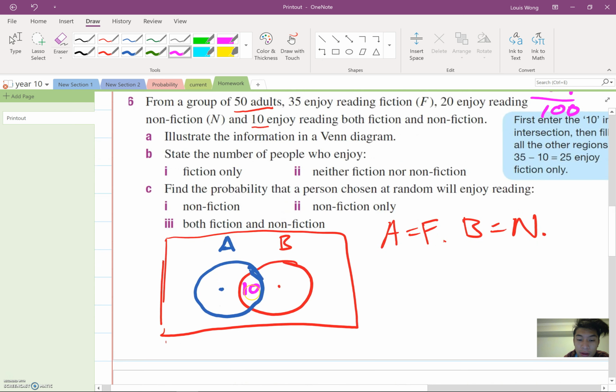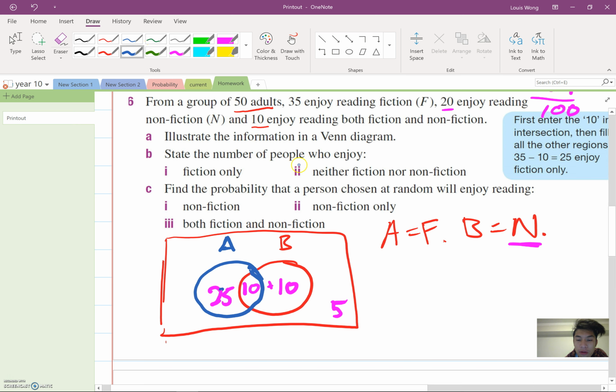And so now that I've figured out this 10, I now know that 10 plus some number is going to give me how many people enjoy reading B, non-fiction. How many people enjoy reading non-fiction? 20. So 10 plus what number gives me 20? 10. So 10 plus 10. And finally, similarly, going the other way, 10 plus some number gives me 35, and that number is 25. Let's count them up. 10, 20, and 45 altogether in my numbers. What is my total meant to be? It's meant to be 50. So 5 is going to go down there. Okay, so that's my Venn diagram.